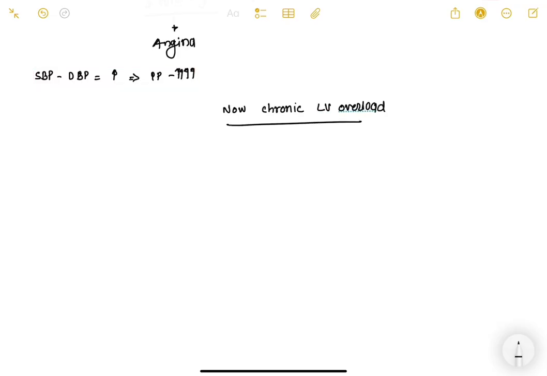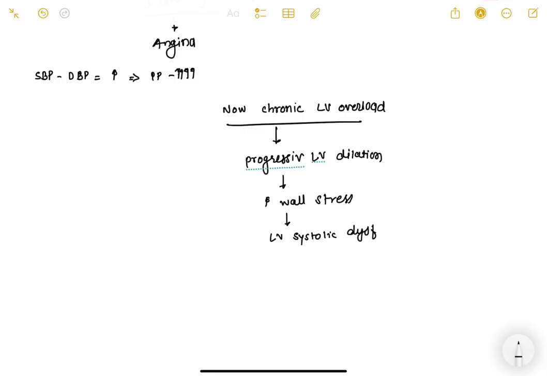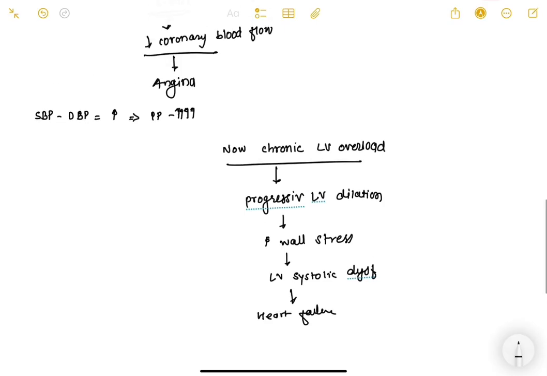What will happen in chronic LV overload? There will be progressive LV dilatation. So it will increase wall stress, which will land up in LV systolic dysfunction, and eventually it will cause heart failure. So this is about the chronic LV overload.